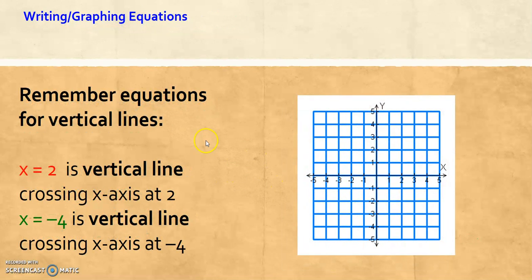Vertical lines. Vertical lines are written with x equals. So anytime you see an equation that just has the x, it means the slope's undefined, and so x equals 2 is going to be a vertical line that crosses the x-axis at 2. X equals -4 is going to be a vertical line that crosses the x-axis at -4.